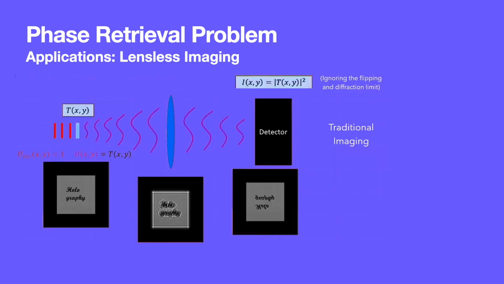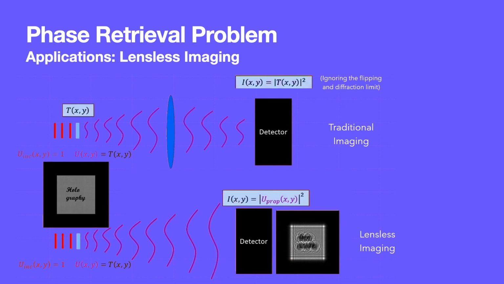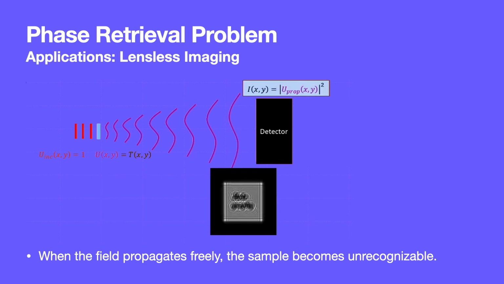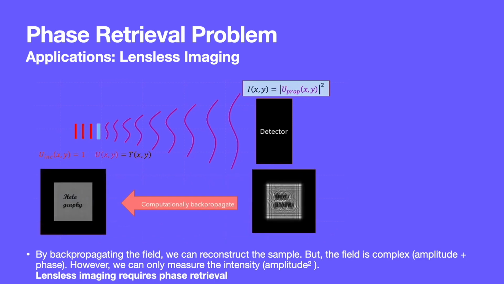In traditional imaging, if we illuminate the sample with a uniform plane wave, we get the exact same field in the image plane as the object plane, ignoring the diffraction limit. So the lens creates a perfect image. But in lensless imaging, we get a far field propagated intensity, and this propagation corrupts the field. We want to back propagate the field to reconstruct the sample, but this field is complex valued. It has both amplitude and phase, whereas we only record its intensity with traditional sensors, so such a lensless imaging application requires phase retrieval.